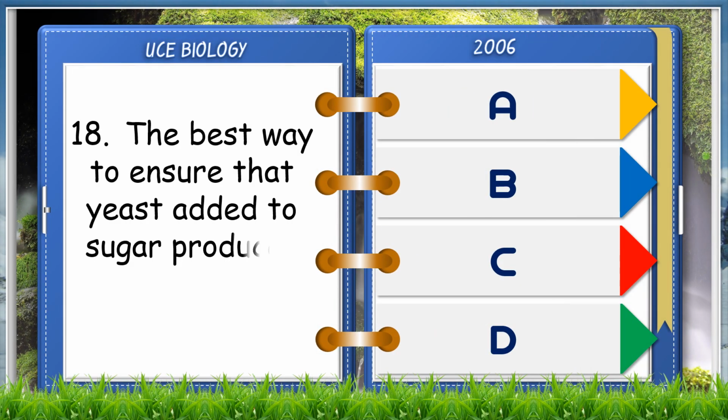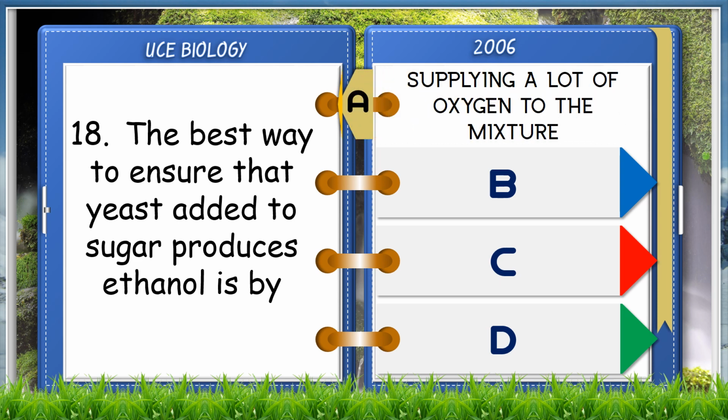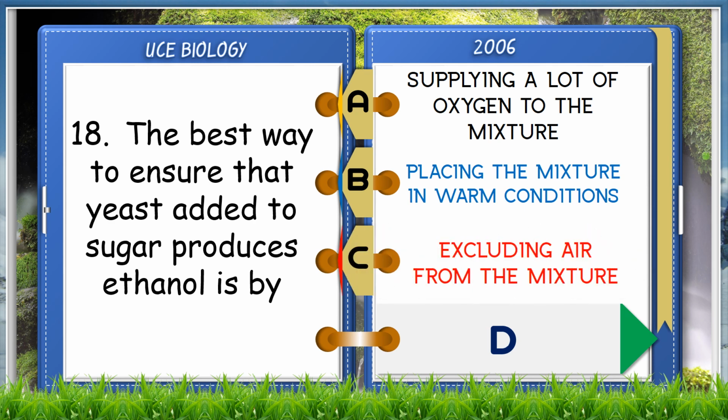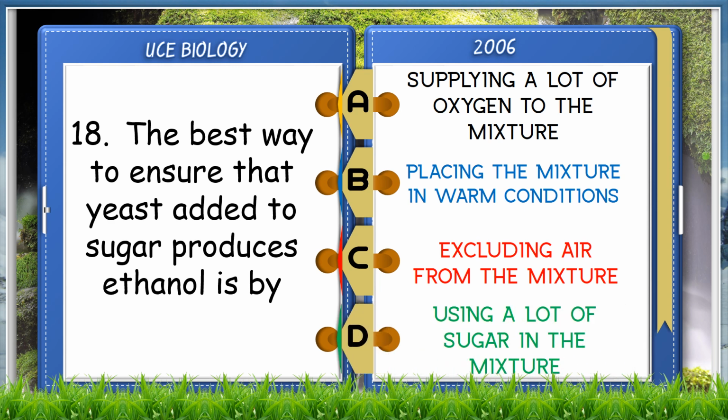The best way to ensure that yeast added to sugar produces ethanol is by A. Supplying a lot of oxygen to the mixture. B. Placing the mixture in warm conditions. C. Excluding air from the mixture. D. Using a lot of sugar in the mixture. The answer is C. Excluding air from the mixture.